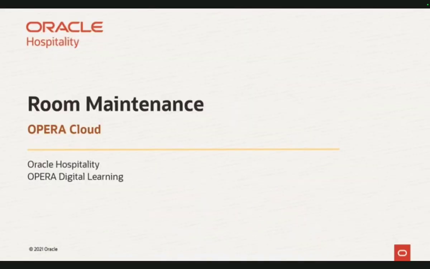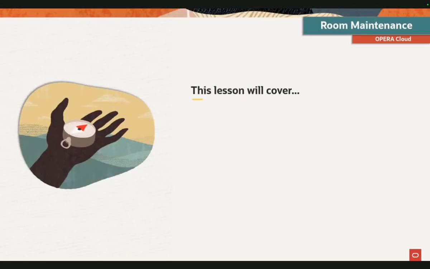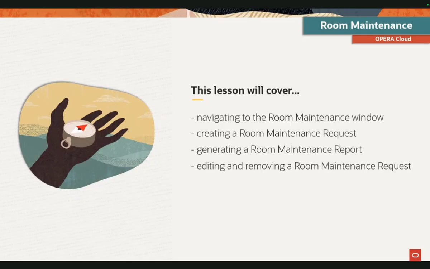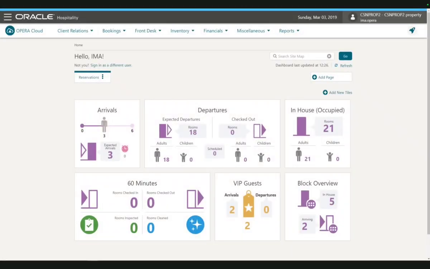Room maintenance. This lesson will cover navigating to the room maintenance window, creating a room maintenance request, generating a room maintenance report, and editing and removing a room maintenance request. From the room maintenance window, you are able to record, view, and resolve maintenance requests. Maintenance does not impact the room status or property availability in any way.